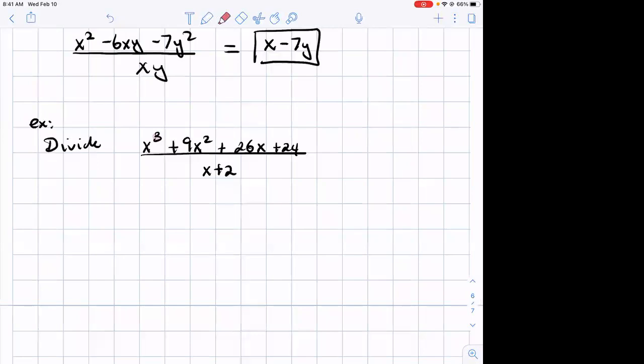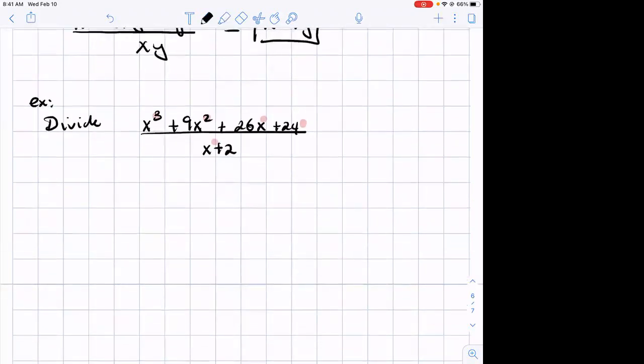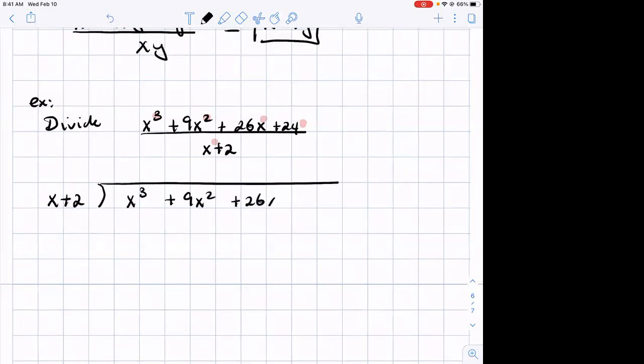We see there's a 3 power, 2 power, 1 power, x to the 0, which is 1. So the numerator has no missing term. Also check the denominator. The denominator has no missing term. So we can go ahead and set this up. X plus 2 and x cubed plus 9x squared plus 26x plus 24.